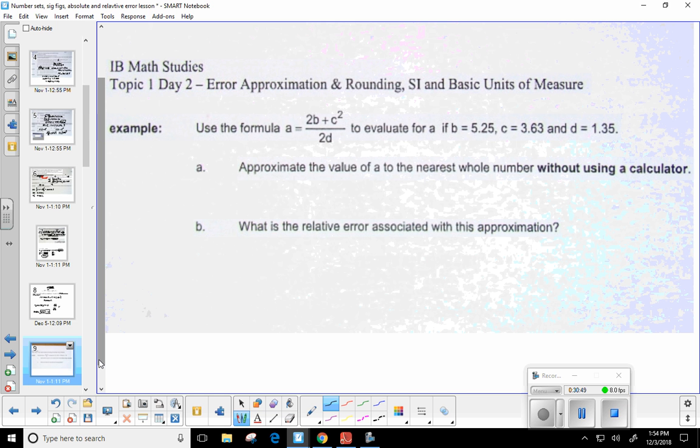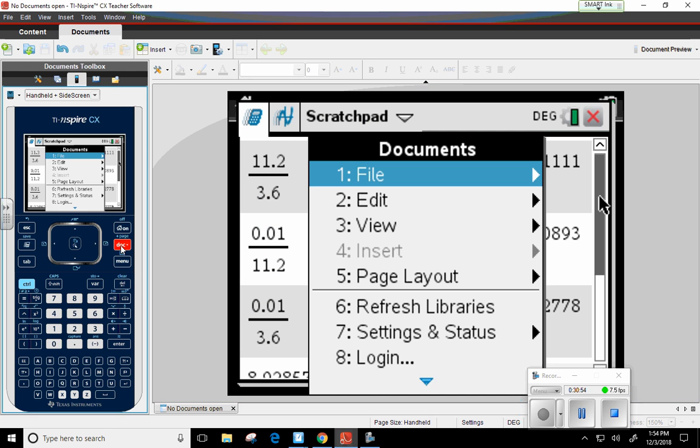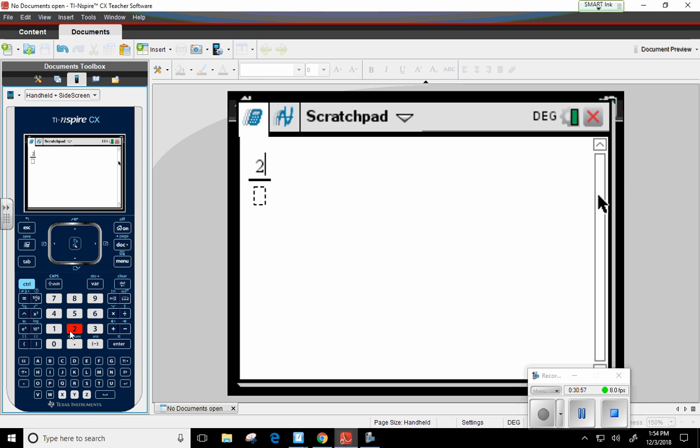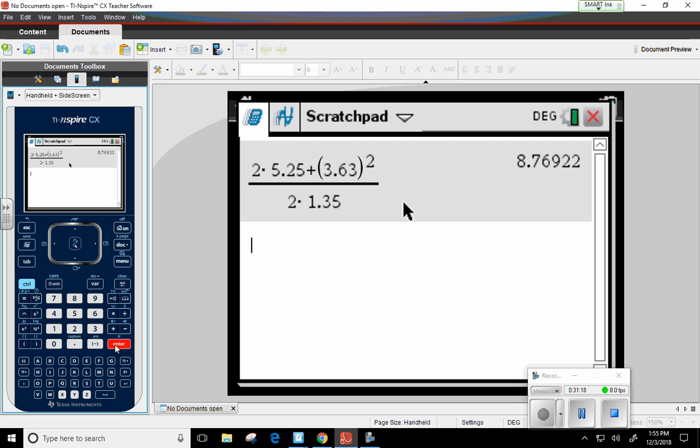Okay, help me out with this. This is 2b plus c squared, so make sure I type this in correctly this time. Control divide. It was 2b, so it's 2 times 5.25, plus c squared. And what was c? 3.63, squared. And then all divided by 2d. And what was d? 1.35. So here we go: 8.76922. So that's the exact value. This would be v sub e.